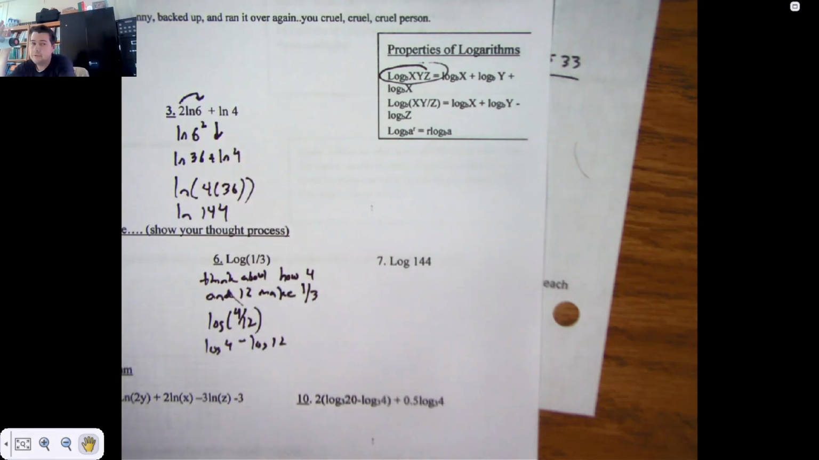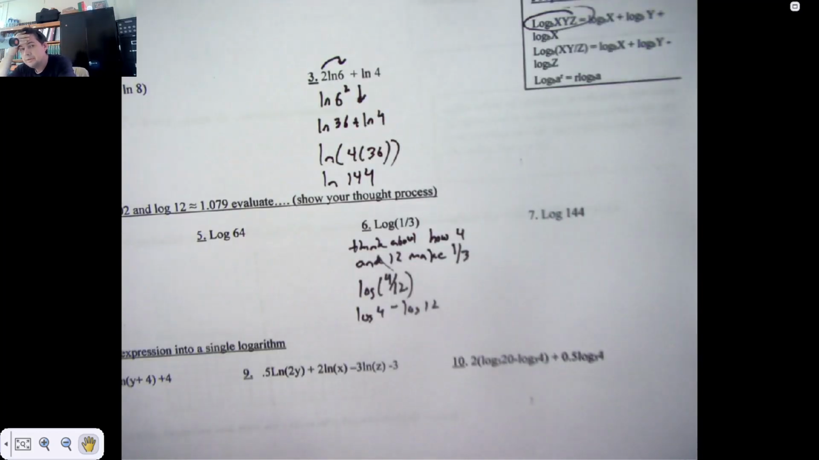And it says you have to show your thought process because you could just push buttons on a calculator. It gets you close because these are around a third decimal. Wouldn't be entirely correct. So the answer is going to be 0.602 minus 1.079.